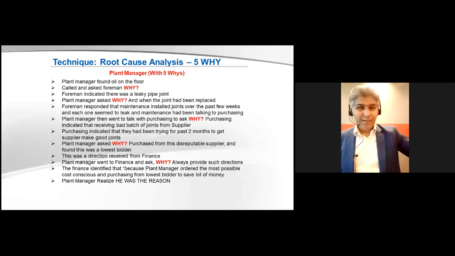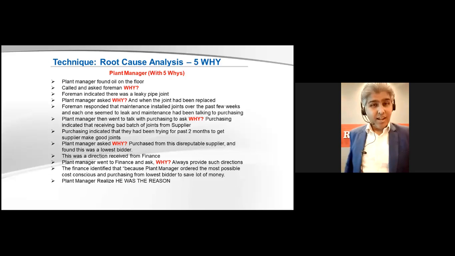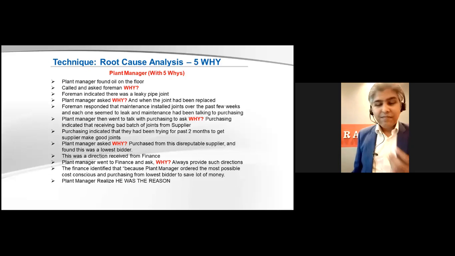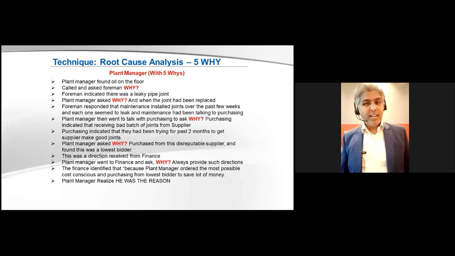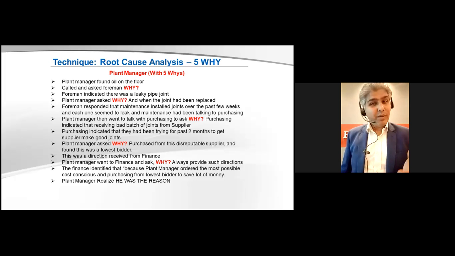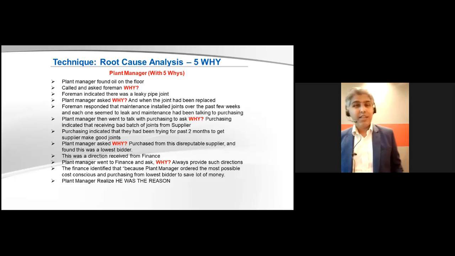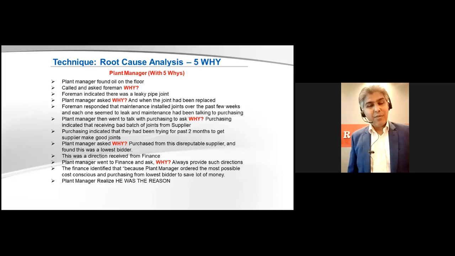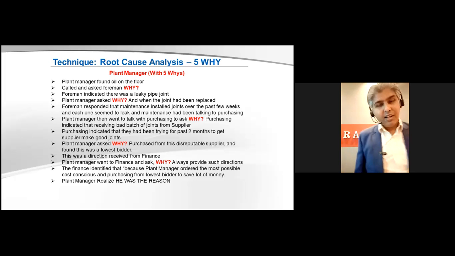Rather than telling him to clean or the next day sacking him, it would be better if he had asked the first question, which is why this is leaking. The foreman would have identified it's a joint leak. The next question would be why you didn't replace it? Then the answer would be that we didn't get spare parts from the procurement or purchasing team. Then the plant manager, rather than debating with the foreman, would have gone to procurement and asked them why we are not giving them the relevant spare parts that are causing the oil leak.